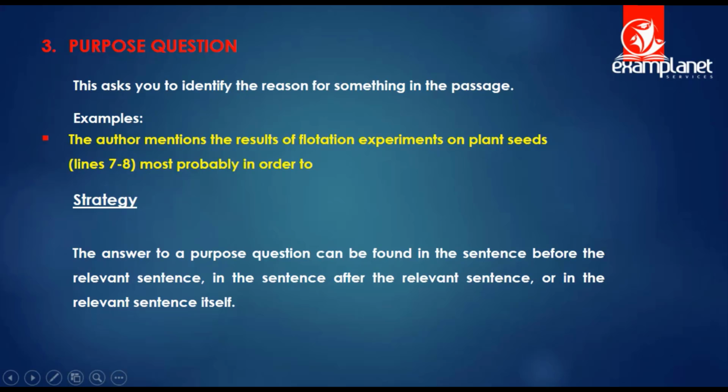Okay, so we are on purpose questions. The purpose question asks you to identify the reason the author mentioned a word, a phrase, or a clause in the passage. So the question could be: the author mentions the result of flotation experiments on plant seed most probably in order to, and you have to give the purpose for mentioning it, the purpose for referring to it. So what is the strategy?